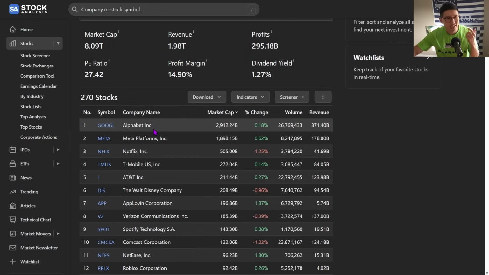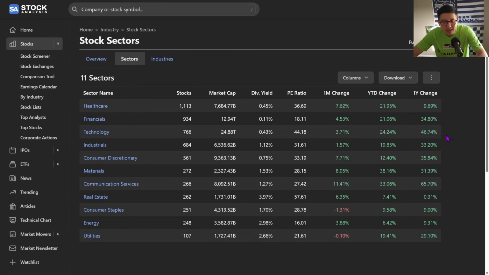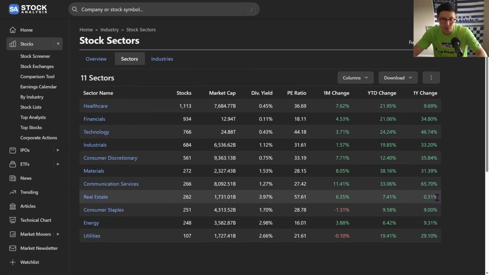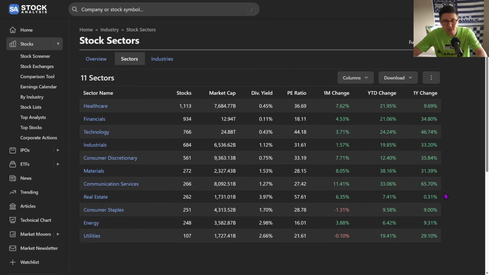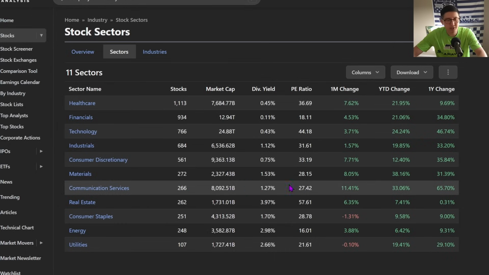Google, Facebook, Netflix, T-Mobile, AT&T, the list goes on. And the ones that barely break even are the REITs. Real estate is 0.31% for the past 1 year. And I think 3 of them are pretty much tied for 9%. You have energy, this includes oil and gas. You have consumer staples and healthcare at 9%. But other than comm services, I think consumer discretionary at 35% is pretty surprising to me.